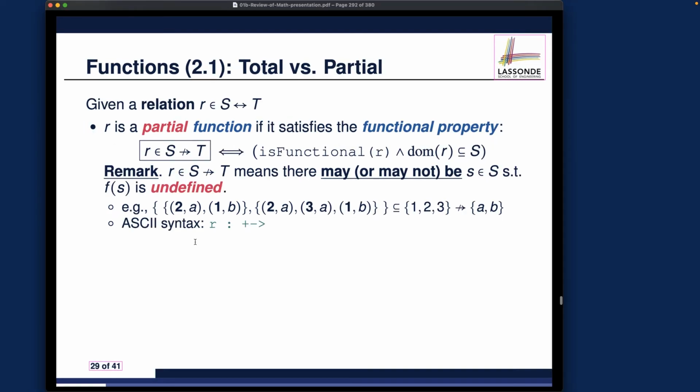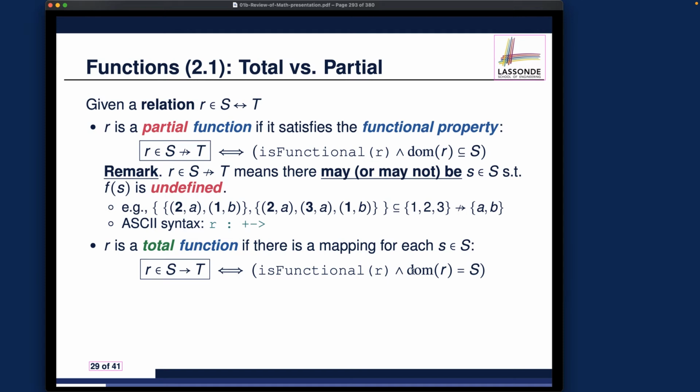And the ASCII syntax for partial function would be something like this, right? You can see the plus over here somehow kind of mimics the visual look of the partial function arrow over here, like this, right? It's something you should know for later when you use the Rodin tool to enter the specification from the keyboard. So that's about a partial function.